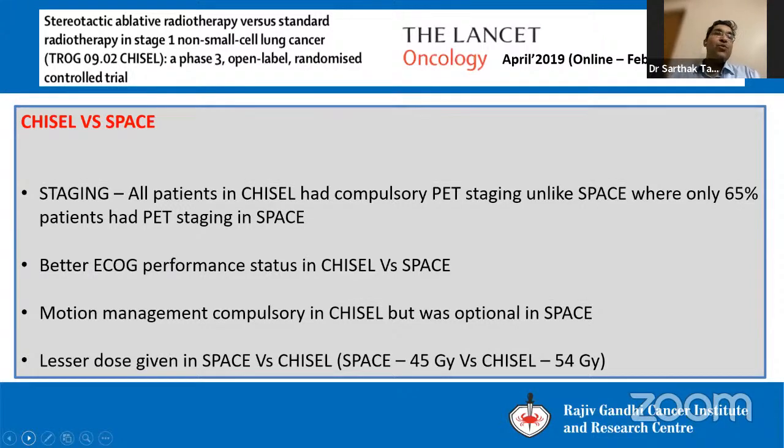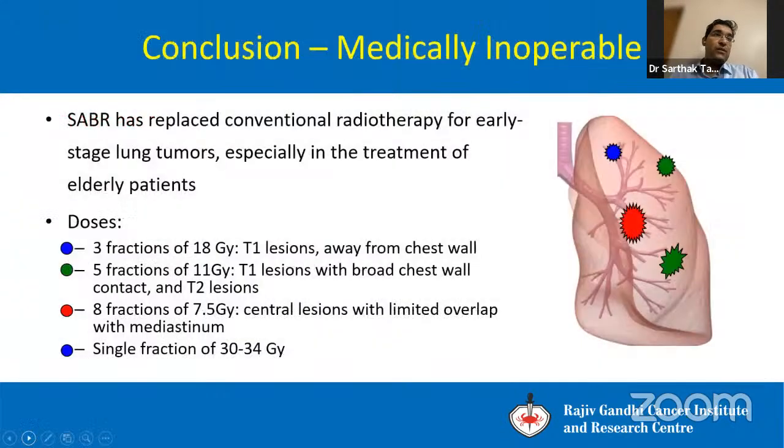So why CHISEL was better than SPACE is because of certain radiation-specific issues. The dose was better, the technique was better, the staging workup with PET CT was better, the EBUS mediastinal staging was better. So all these factors made CHISEL better. This also made us aware that when you are using SABR, or SBRT, for early lung tumors, you need to have a robust staging workup, robust radiation management procedures, as well as techniques. And that's only when you will be able to translate into an overall survival.